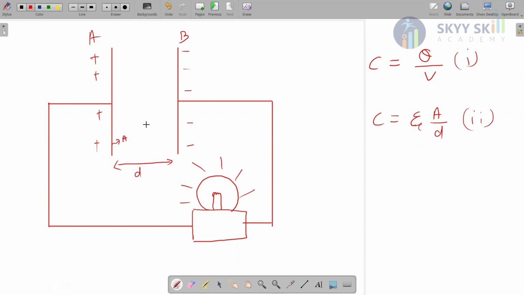If the capacitor is small, then the area is also limited. We can't have more area if the capacitor is small. Again, if the capacitor is small, then the distance between the plates is also restricted. We can't have a much smaller distance between the plates if the capacitor is small. Your mobile phone has capacitors, and those are very small capacitors.